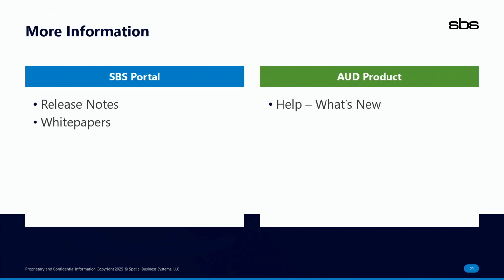And I'd like to end the product update with a note. I usually mention this every year, but the portal will have the release notes of the product as well as some white papers. But really, the AUD product help is also a great resource. Searching the AUD product help, all of the new functionality should be listed there, and that's a great place to look for information.